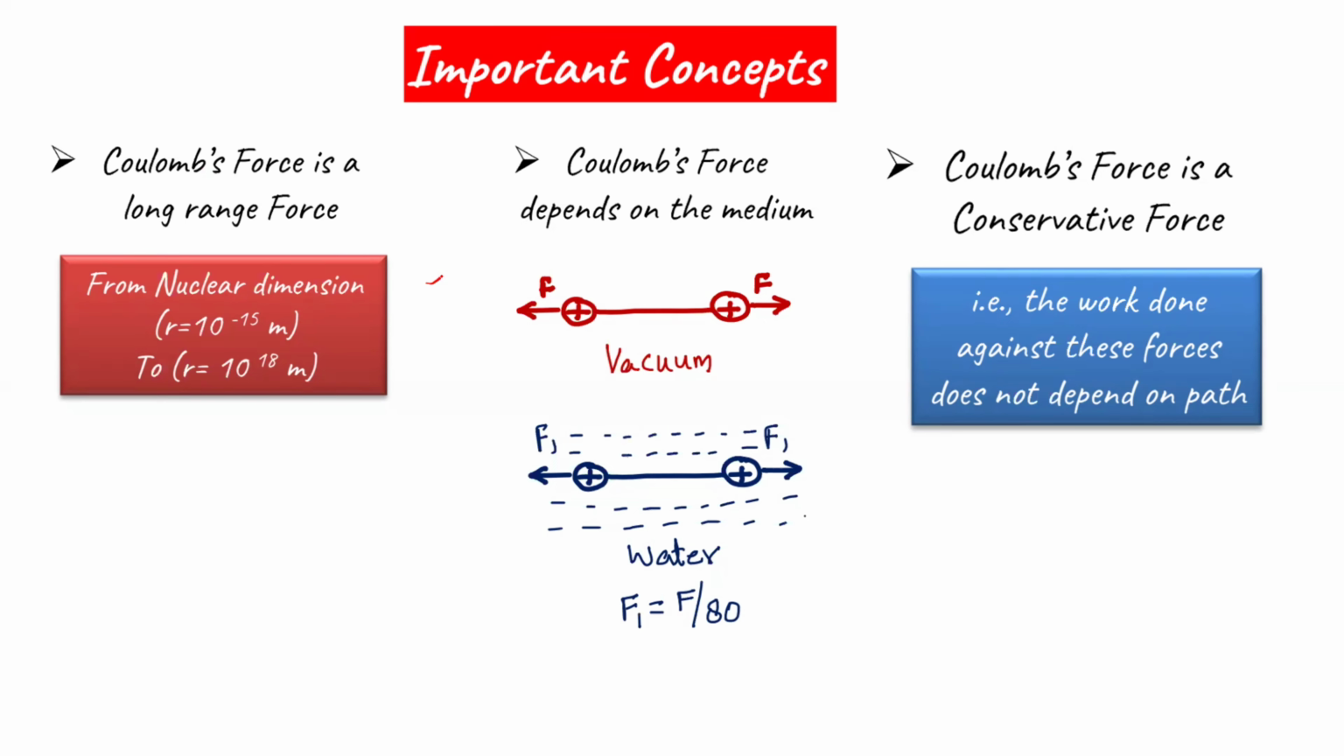Next, Coulomb's force depends on the medium. As we can see, in vacuum the force magnitude is say F, and if this system is immersed in water, then this force becomes 1 upon 80 times that in case of air or vacuum. Also, Coulomb force is a conservative force. The work done against these forces does not depend on the path. These are certain points to be remembered in concern with Coulomb's law.